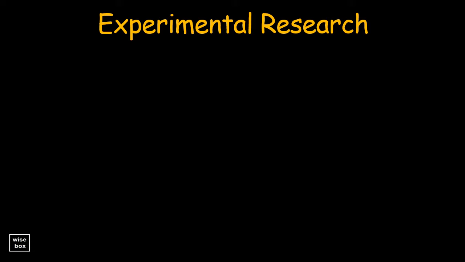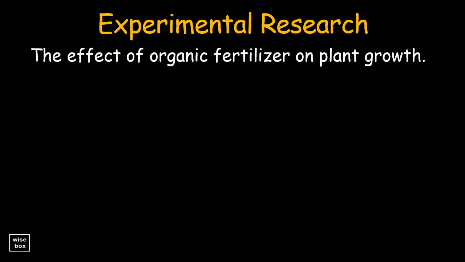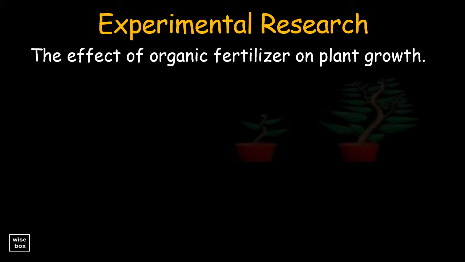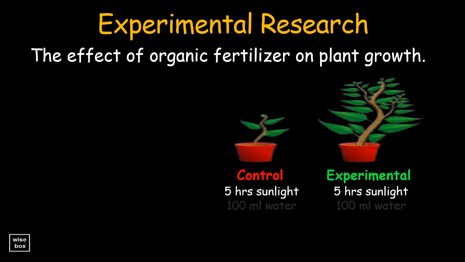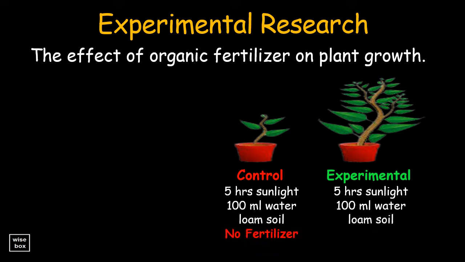A good example of an experimental research is determining the effect of organic fertilizer on plant growth. In this type of experiment, there is the control group and the experimental group. Both groups were given the same amount of sunlight and water, and used the same type of soil. But the control group was not fertilized, while the experimental group was fertilized.